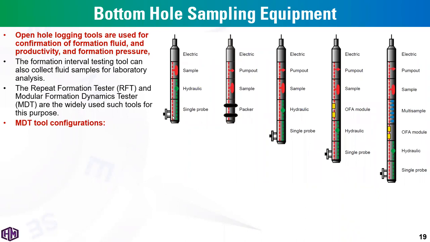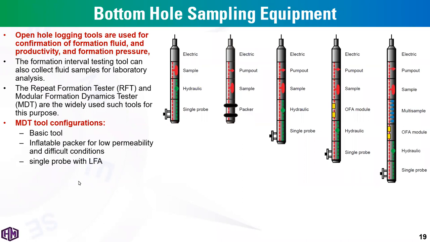As you can see, these are different configurations for the MDT tool. Typically we have this basic tool component. We have other options, like the inflatable packer, to provide a good seal for the pressure probe. And this is the basic tool. We have several modules, like the electric module, hydraulic module, sampling chamber, and single probe to measure reservoir pressure.